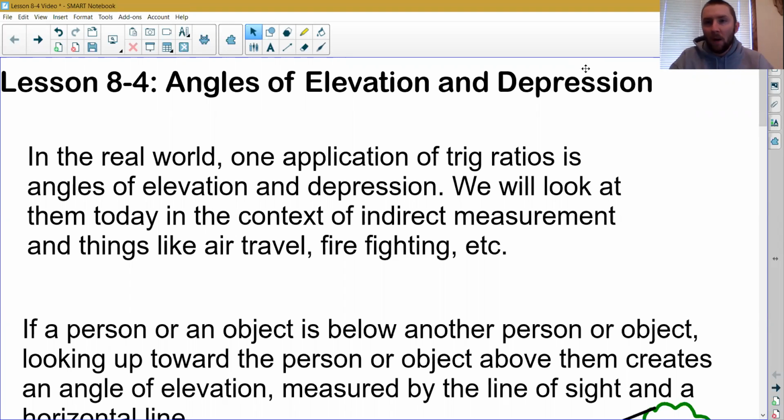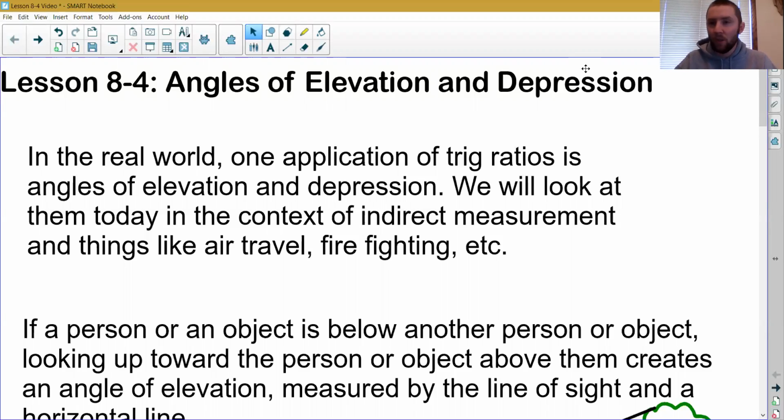In this video, we're going to talk about one particular real-world application of trig ratios, one context where the trig ratios are not only useful, but required to answer questions, to solve problems, to find unknown information. And that application is something called angles of elevation and angles of depression. They are real-world angles from one thing to another, and we're going to look at them in a lot of contexts in your practice problems.